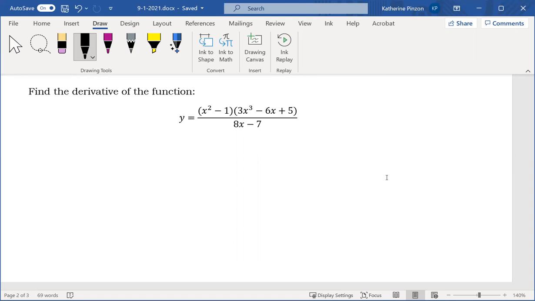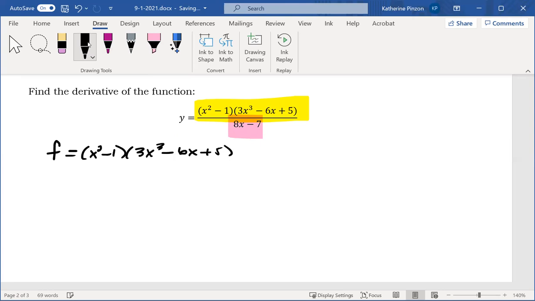When I think about it, my top function is x squared minus 1 times 3x to the third minus 6x plus 5. And my bottom function is 8x minus 7. So my top function, f, is x squared minus 1 times 3x cubed minus 6x plus 5. And my bottom function, g, is 8x minus 7.